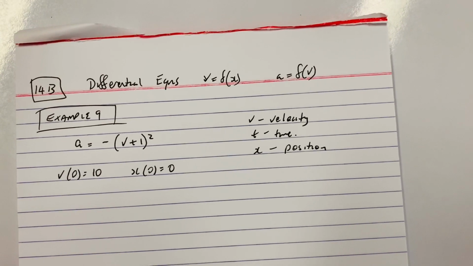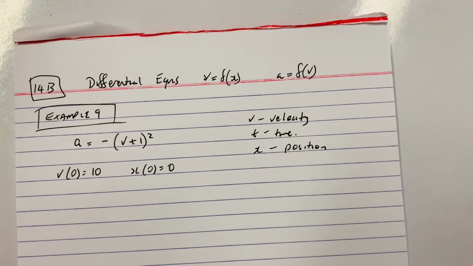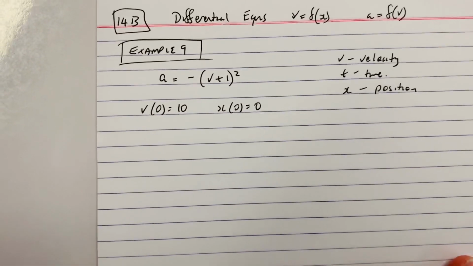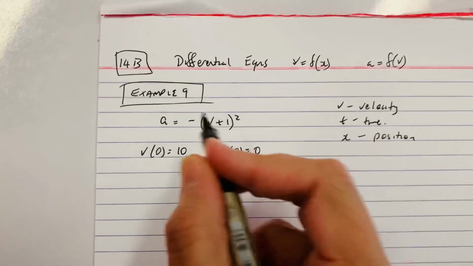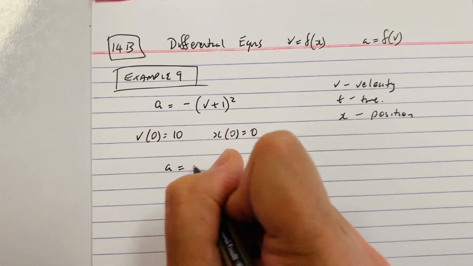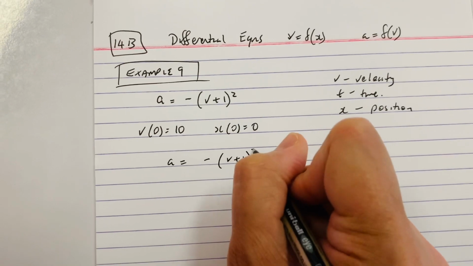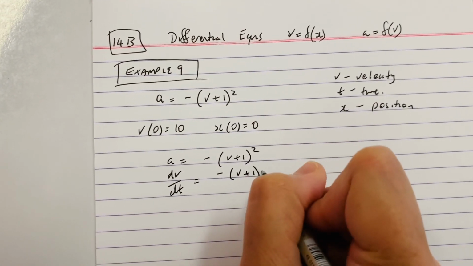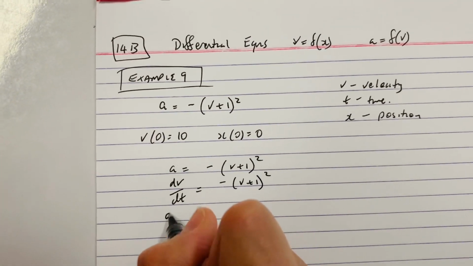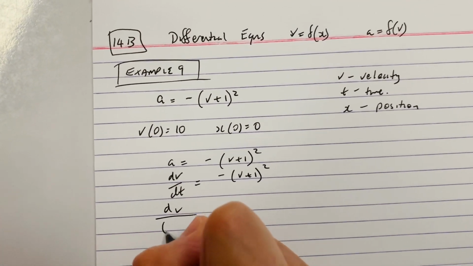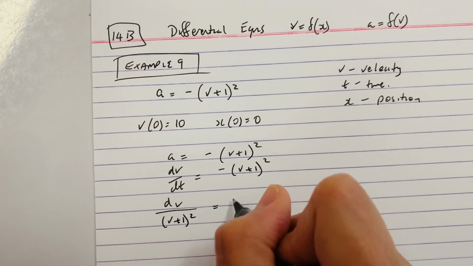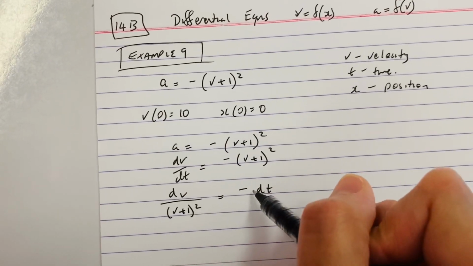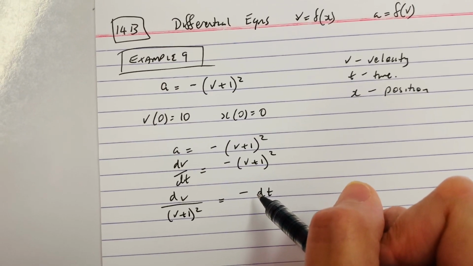Find the expression for the velocity of the object in terms of t, and an expression for the position in terms of t. Now I'll do this slightly differently to the textbook. So I know a equals negative (v plus 1) squared. So that's dv/dt equals negative (v plus 1) squared. Align your variables. So I bring the (v plus 1) squared over. I left the negative on the right hand side.